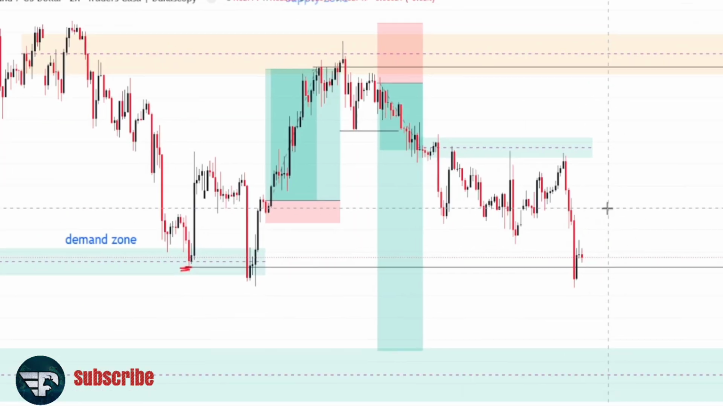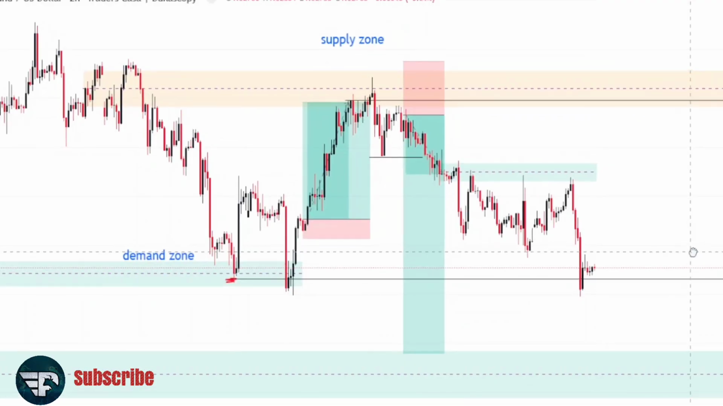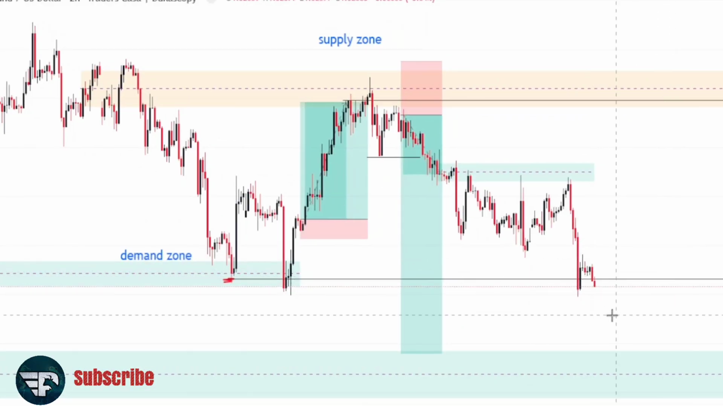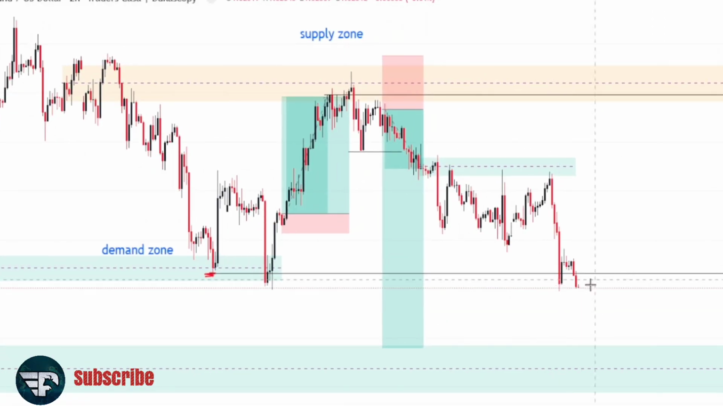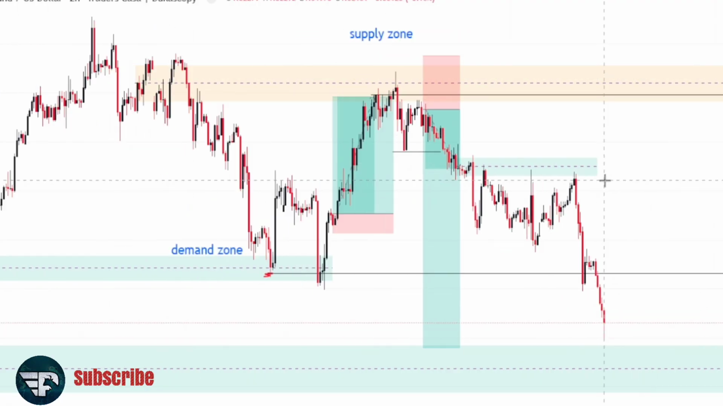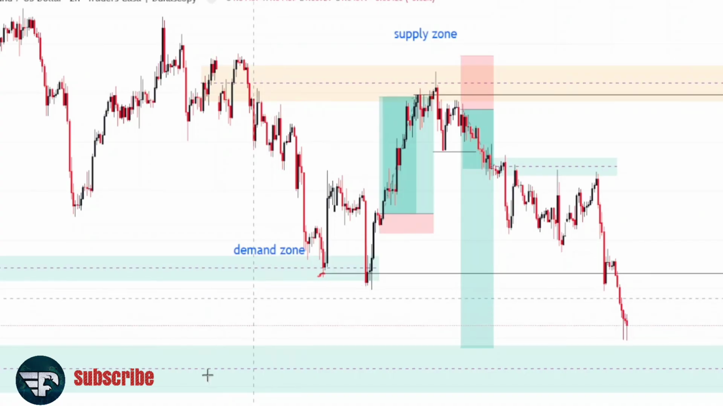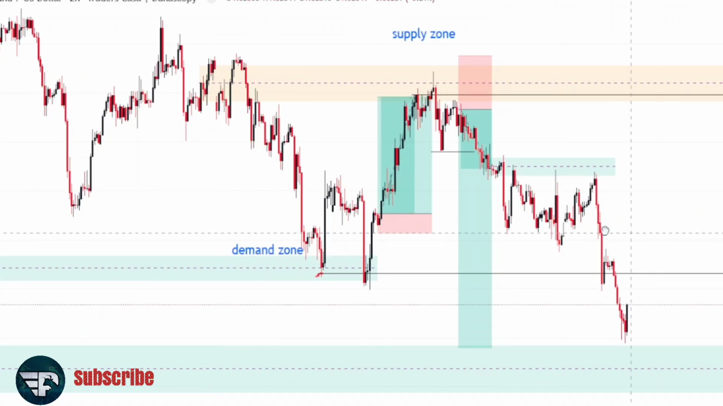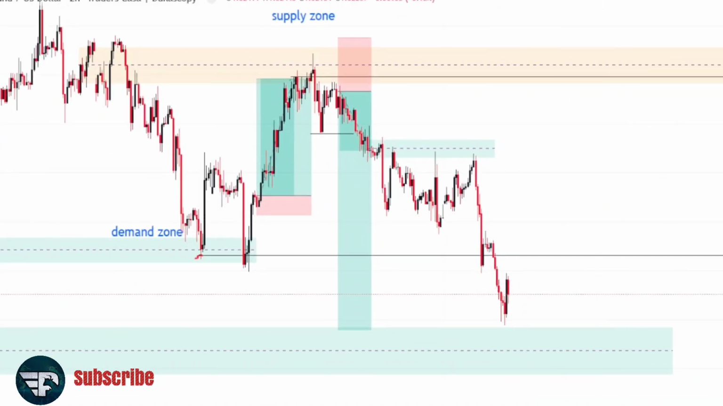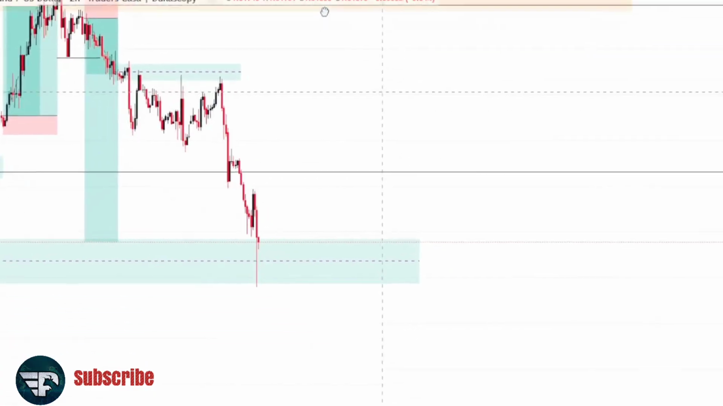Now let's see. We are targeting this demand zone. Perfect hit into the demand zone, guys. So have you seen how we came by with that trade? All right, so that is what you need to do.